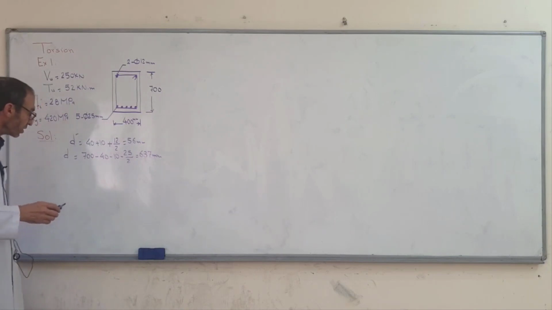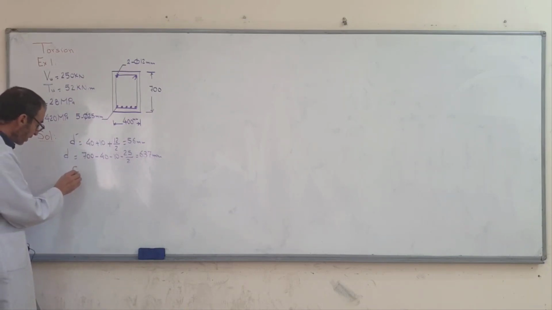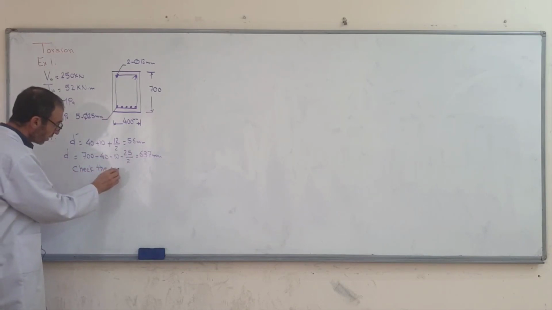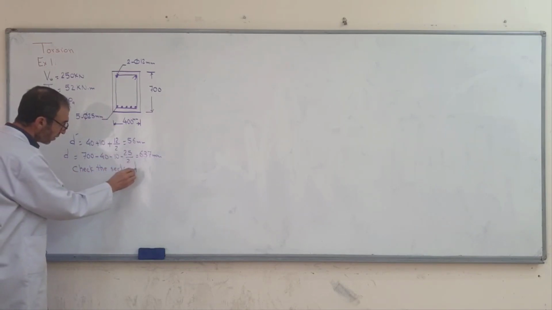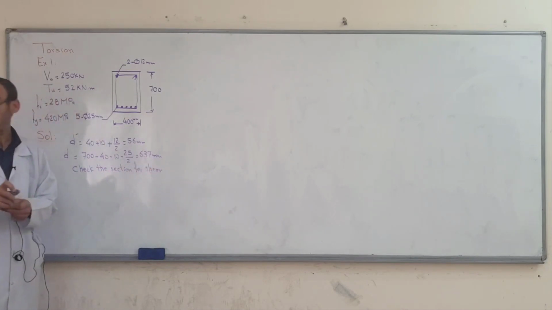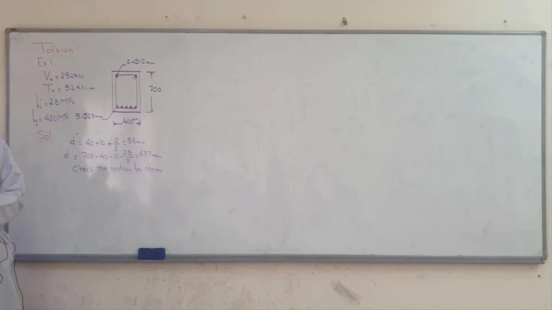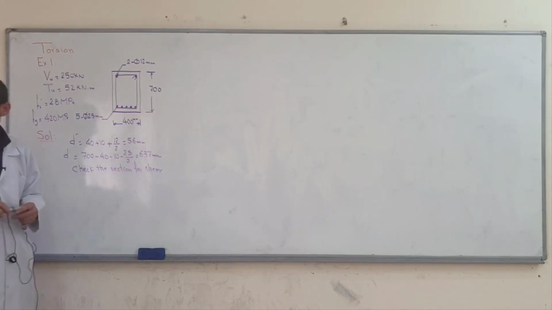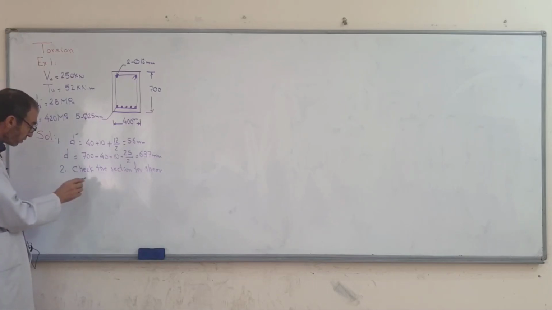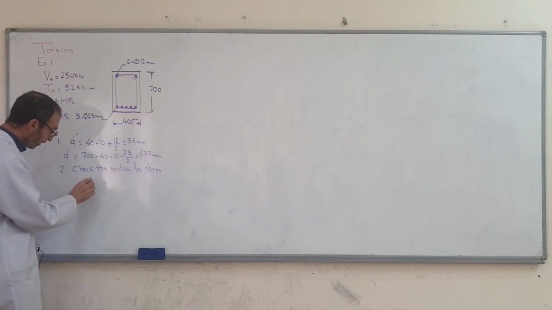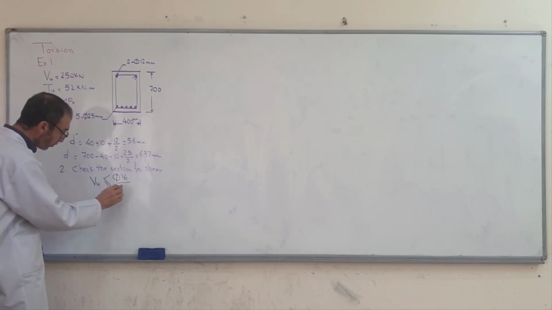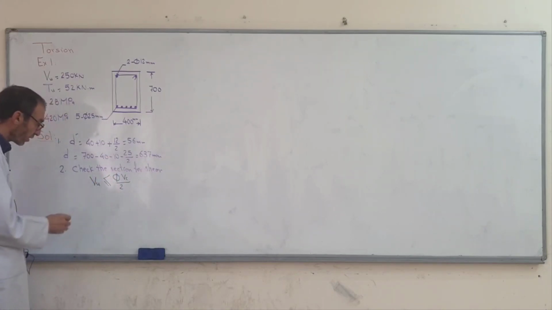Now check the section for shear. Is design for shear required or not? If V ultimate is less than phi Vc over 2, it's not required to design for shear. Now I check this value.